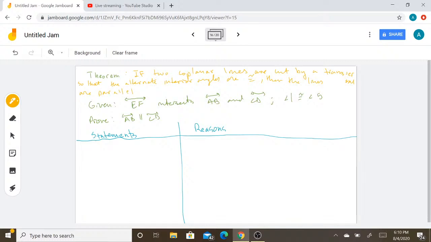And using this theorem, we can solve this proof pretty easily. So in this proof, we're given that line EF intersects line AB and line CD, and that angle 1 is congruent to angle 5. It wants us to prove that line AB is parallel to line CD. So the first thing we can do is state the given, which we already read.